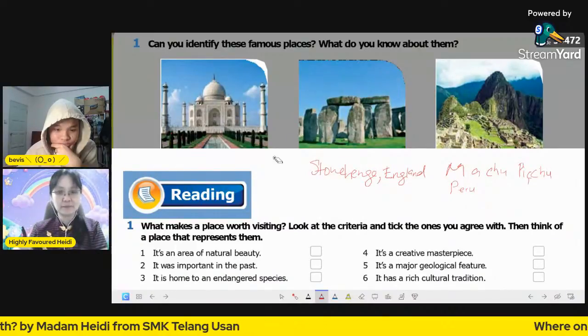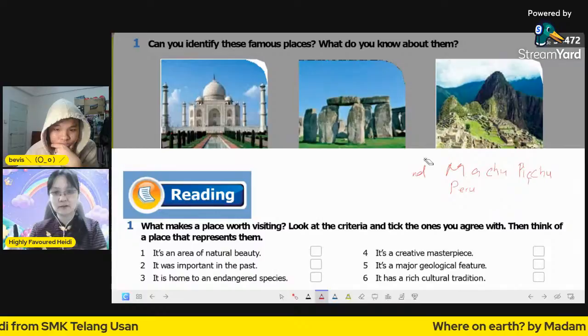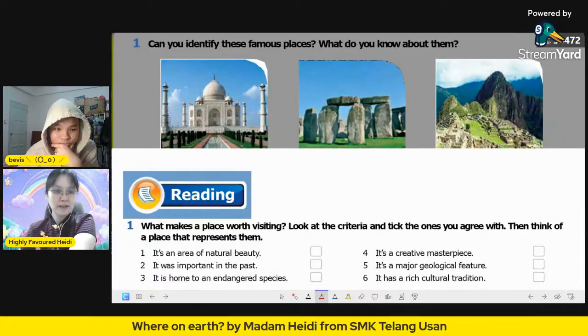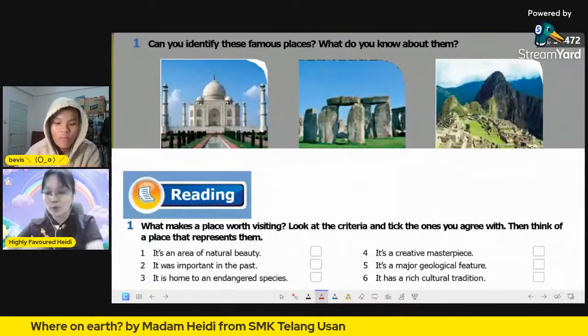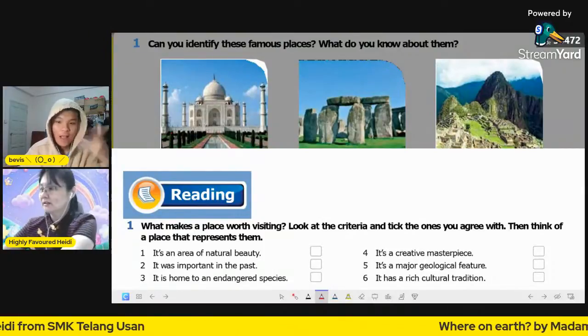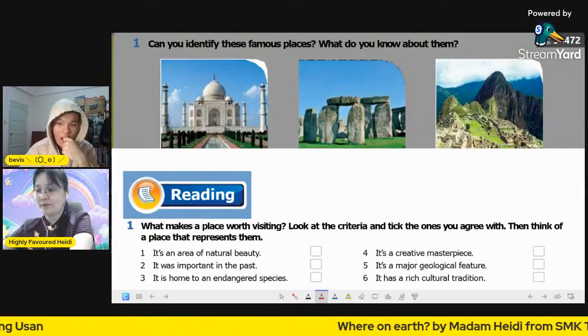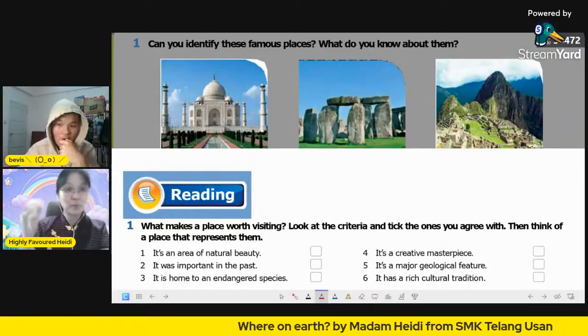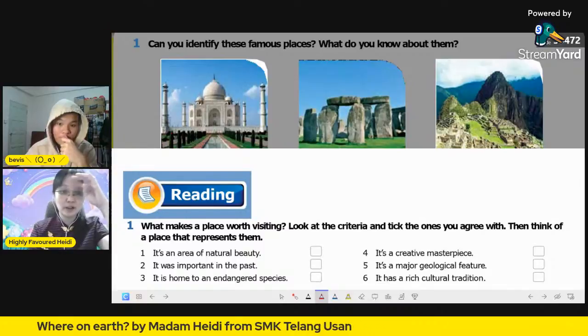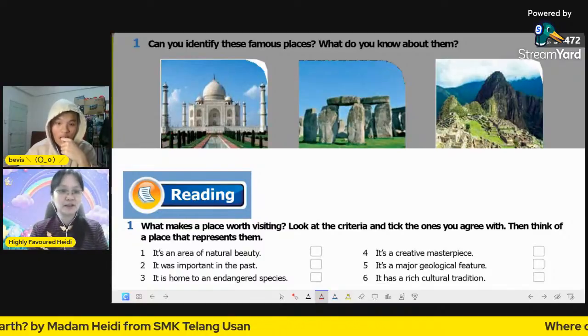Okay, now this is the part that I want the two of you to join the class point. What makes a place worth visiting for you? This one has nothing to do with any factual stuff. It is your personal preference. What makes a place worth visiting? Look at the criteria and tick the ones you agree with. Then think of a place that represents them.